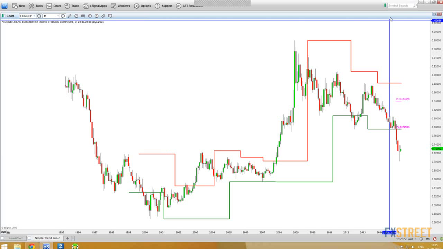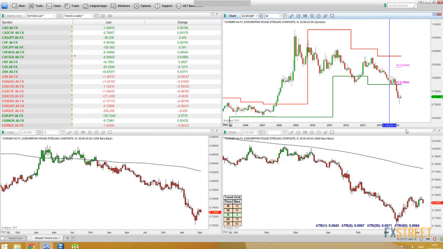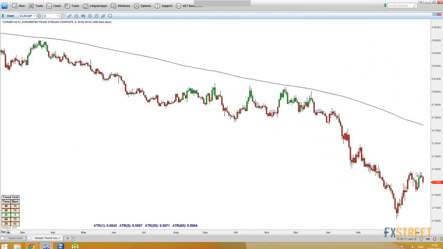Weekly time frame, we're trading below the weekly 200 moving average, and we have the red trend filter in play. Daily time frame, we're trading below the daily 200 moving average. We had this clean trend. Price found support at 0.70. We had a bounce to the upside.